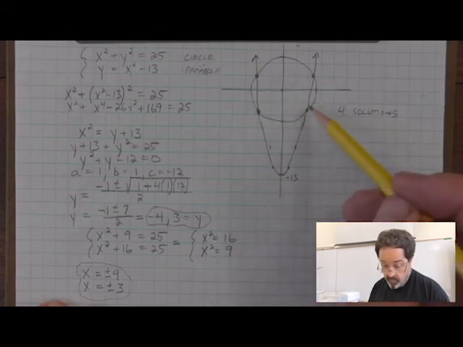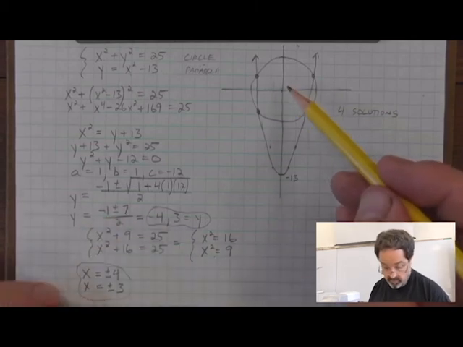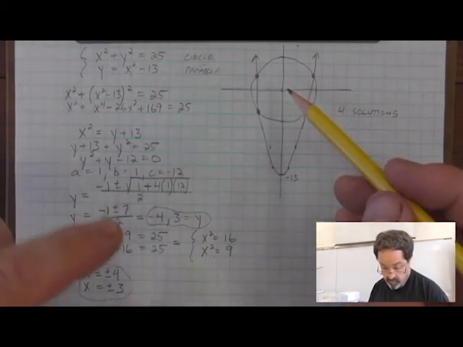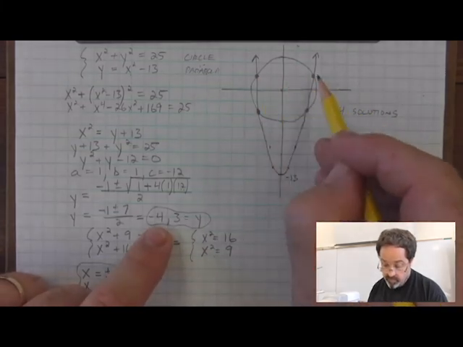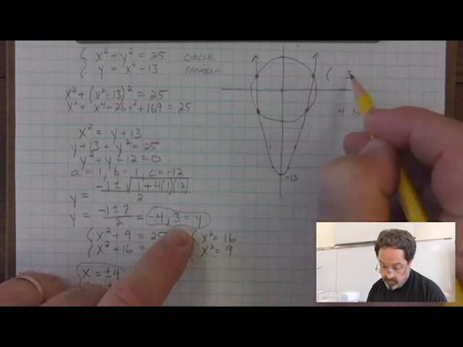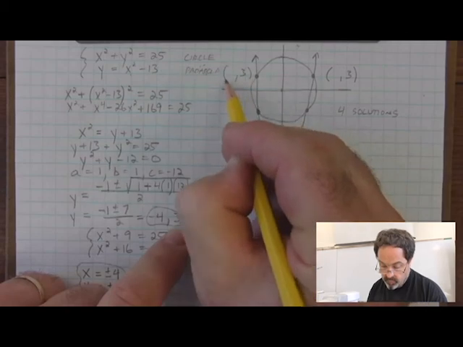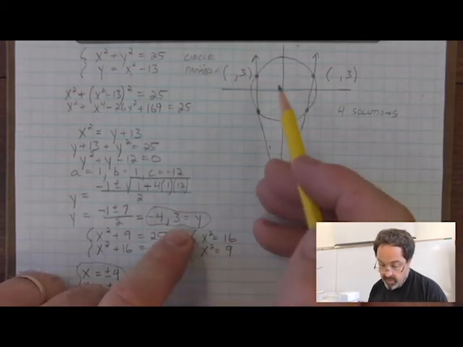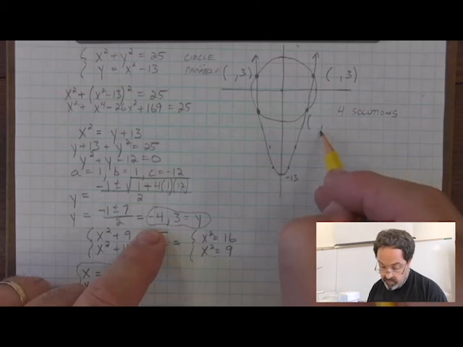Well, there are 4 points here. How can I find the coordinates of these points? I've got 2 values of y. So the points above the x-axis have a y value of 3, one of the solutions to y. And the bottom points have a y value, which is the second solution of negative 4.